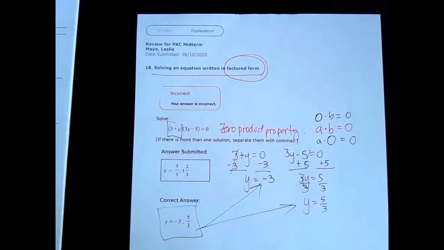Now, the other two problems that you missed, if you notice, I went back in and I adjusted your grade. You got the numerical portion of the answer right, but they wanted you to write it out using inequalities. And I think that was number 8, number 9. Go back and you can maybe look at those. Okay, so I hope this helps.